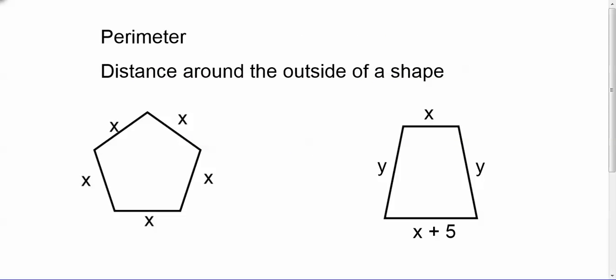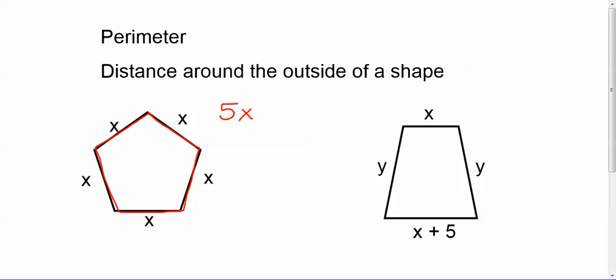Perimeter, so they kind of take this skill to the next level and apply it to geometry. Perimeter means the distance around the outside of a shape. So in this case, we have a pentagon. We have x, x, x, x, x. And to find perimeter, we'd want to add all of these sides. So we have x plus x plus x plus x plus x. We have 5 x's being added, so therefore we would have 5 times x.